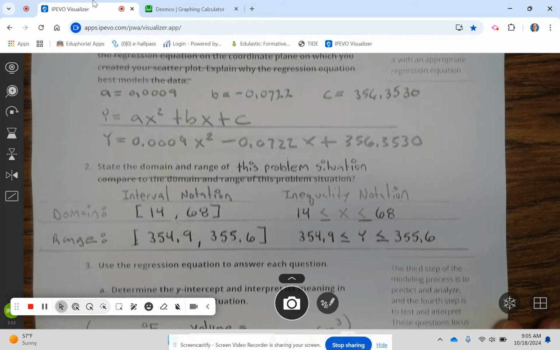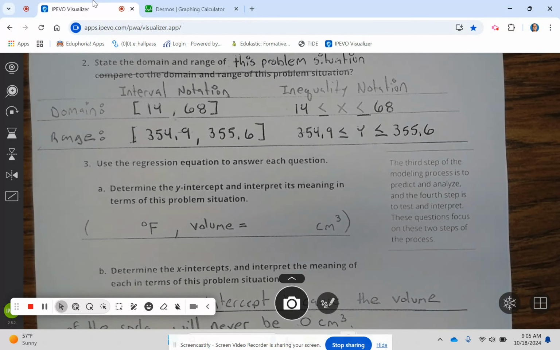All right, let's take a look at number 2. State the domain and range of this problem situation. The domain in interval notation is [14, 68], or in inequality notation it's 14 ≤ x ≤ 68. The range in interval notation is [354.9, 355.6]. In inequality notation it's 354.9 ≤ y ≤ 355.6. All right, go ahead and finish up number 2.